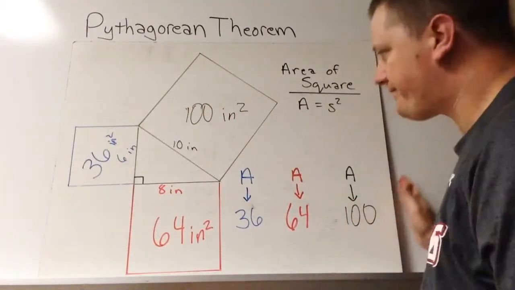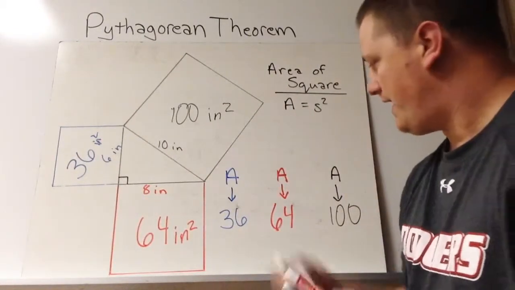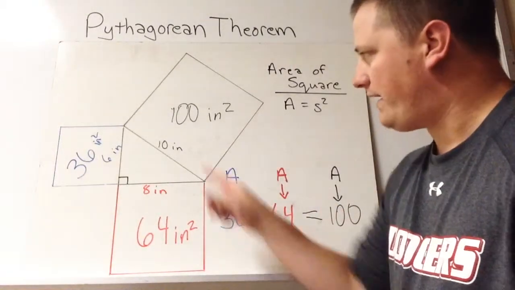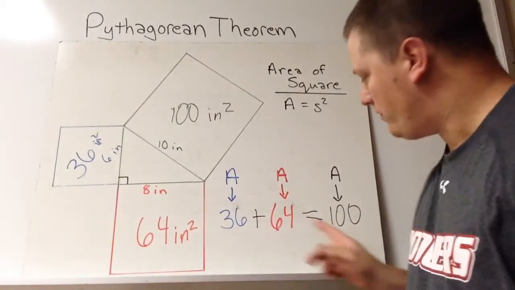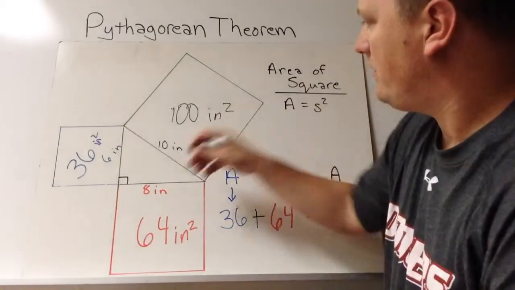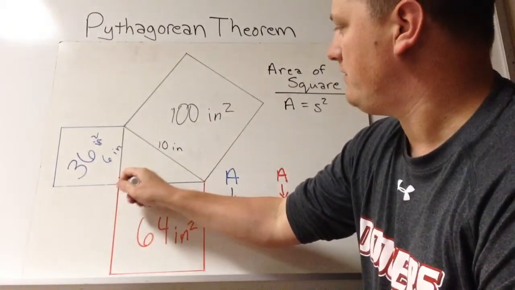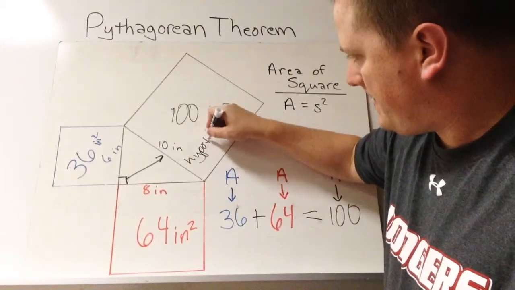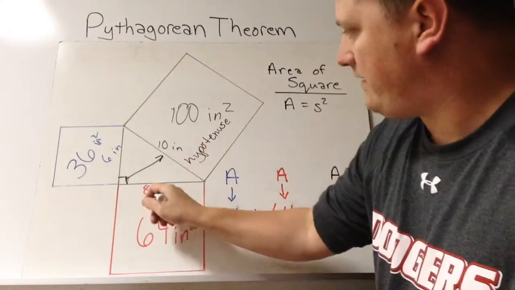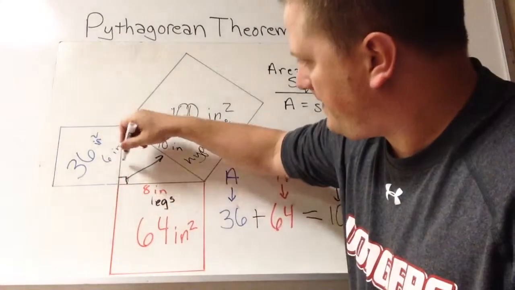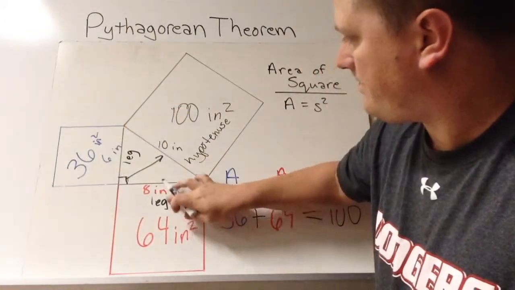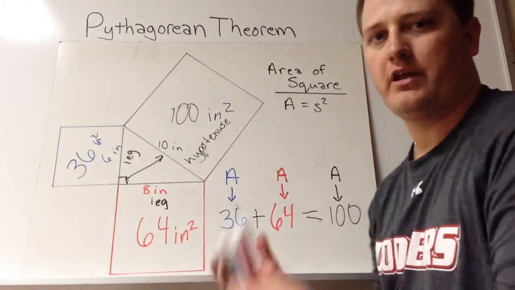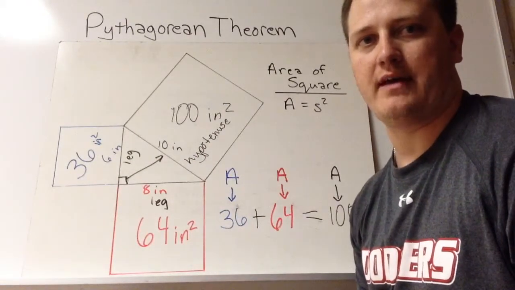Now, if we look closely, 36 and 64 added together equals 100. So squaring the two legs and adding them will give you the square of the hypotenuse. This right here is the hypotenuse. Here's our right angle. There's the side opposite. So this is our hypotenuse. And these are our legs. So if we square our legs and we square our hypotenuse, the legs should add up to the hypotenuse in that situation.